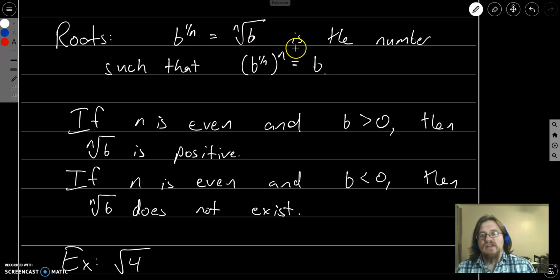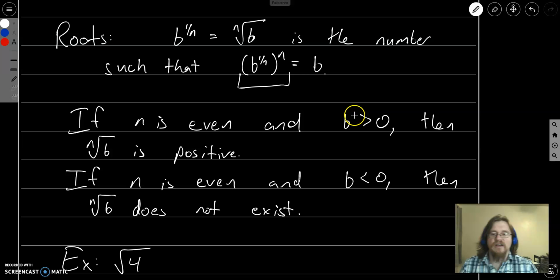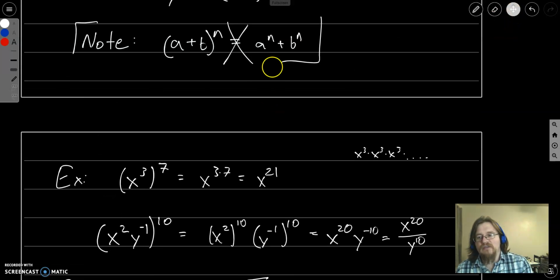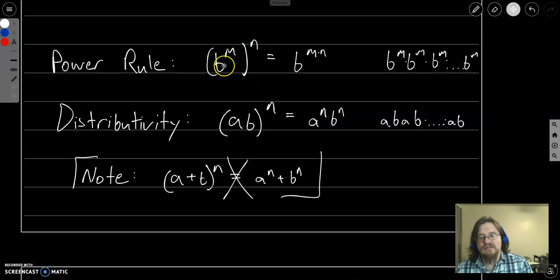What this means is the number such that when you take the nth root of b to the nth power, you get b back. So when you look at this right here, this should remind you of the power rule. So if we go back to the power rule, what this says is that if you have an exponent to an exponent, you're actually going to multiply the exponents together.